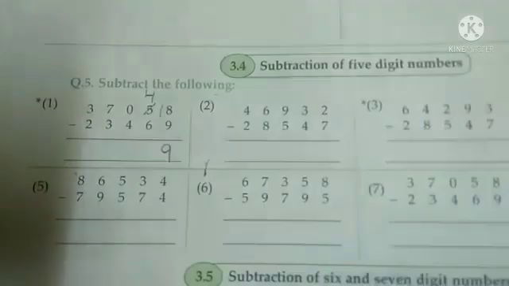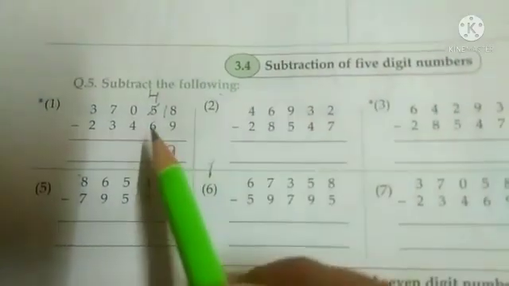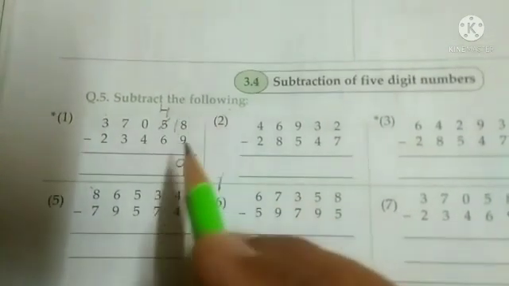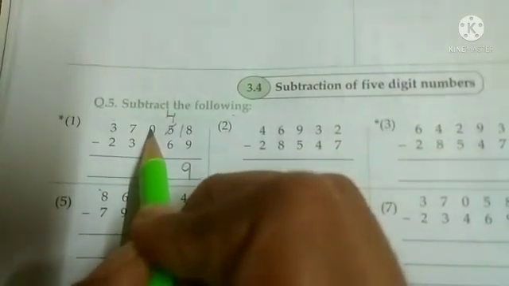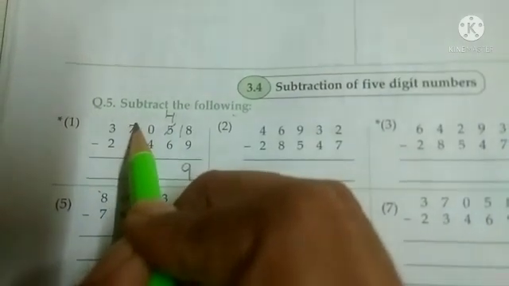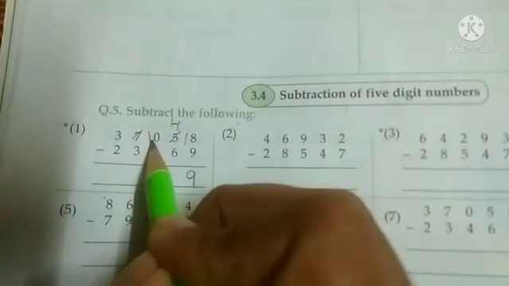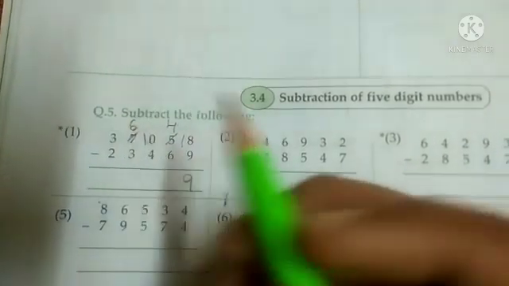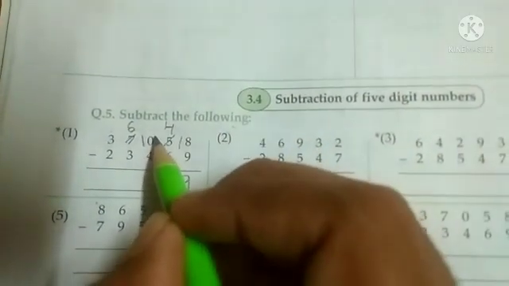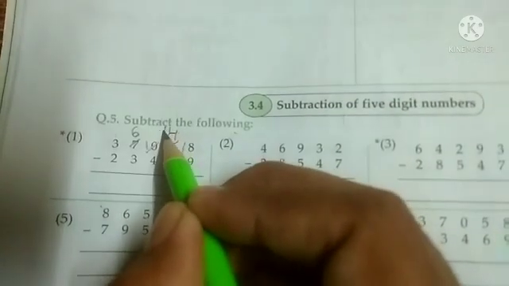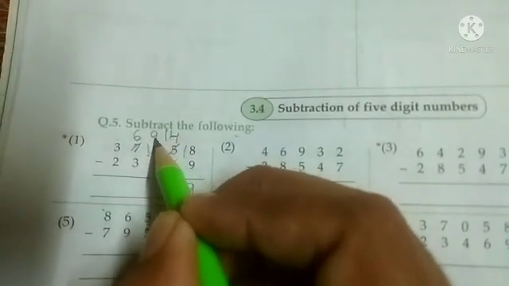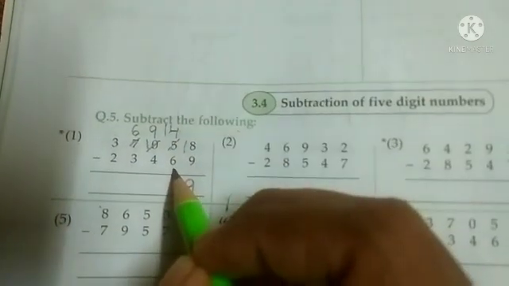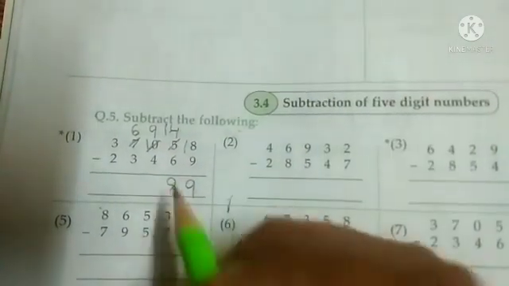Clear, students? Now next what we have to do? Now can you subtract this 6 from 4? No. So again we have to carry, but here 0 is there. So what you will do? You will carry 1 from this 7. Clear? Here it will become 10 and here 6 will remain. Now carry 1 from this 10. So it will become 14 and here 9 will remain. So 14 minus 6, what you will get? You will get 8.